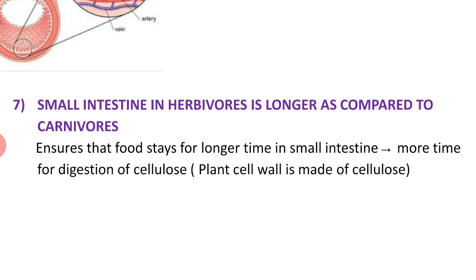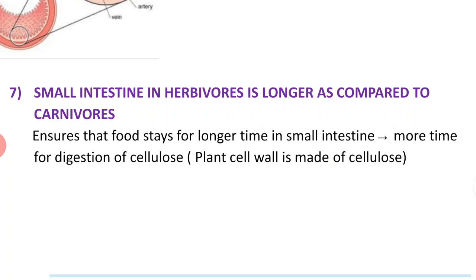Animal cell contains only cell membrane, so that does not take that much time. That is why, because herbivores have to digest the cellulose also that they are taking in, their small intestine is longer as compared to carnivores. So we finish off with the small intestine also.